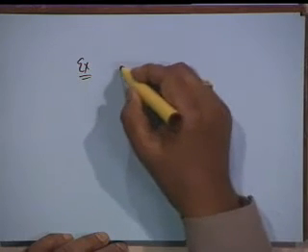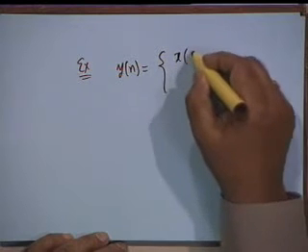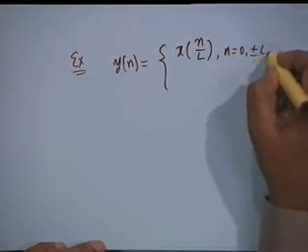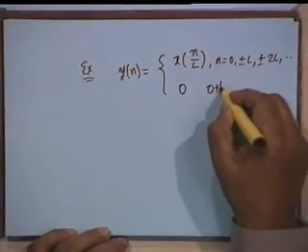I take an example, my favorite example, upsampler. y of n equal to x of n by L, n equals 0, plus minus L, plus minus 2L and so on, and 0 otherwise.